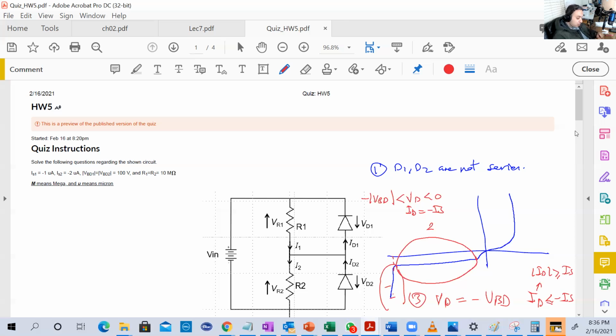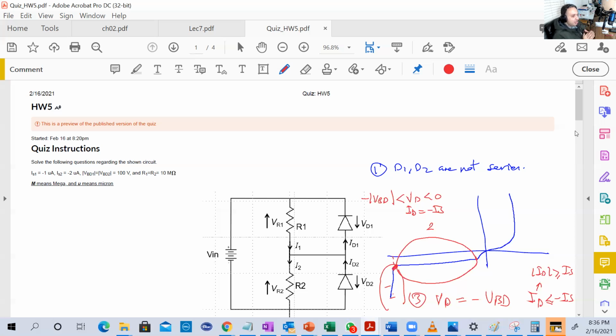Why or equal? Because this point at the edge is a transition point. At this point, you are in both region 2 and region 3. You will start going into the breakdown, but at the same time you are at the end of region 2. So greater than or equal.